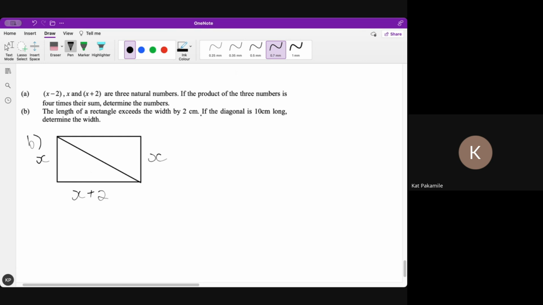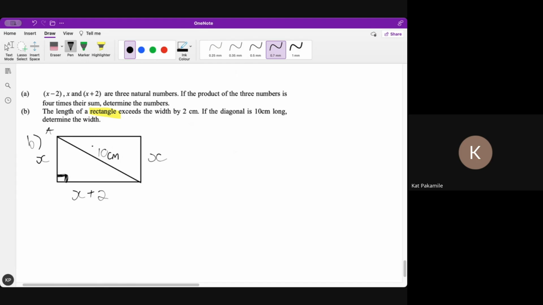Then they tell you that the diagonal, which is so random, is 10 centimeters. How on earth are we going to use that? Anybody have an idea? My hint is that this is a rectangle. Yes, it's Pythag, because this will then be a right angle triangle.